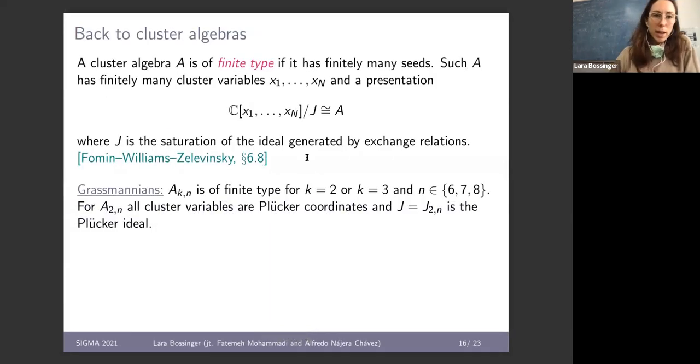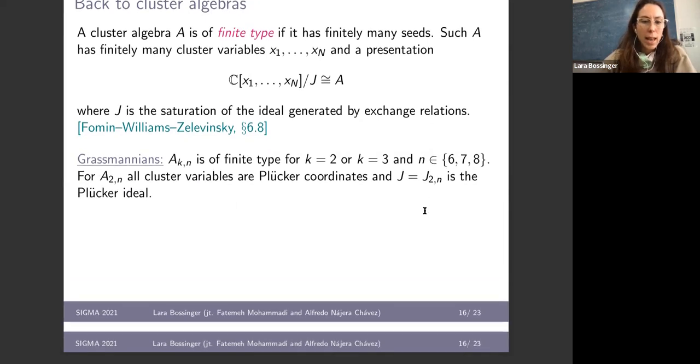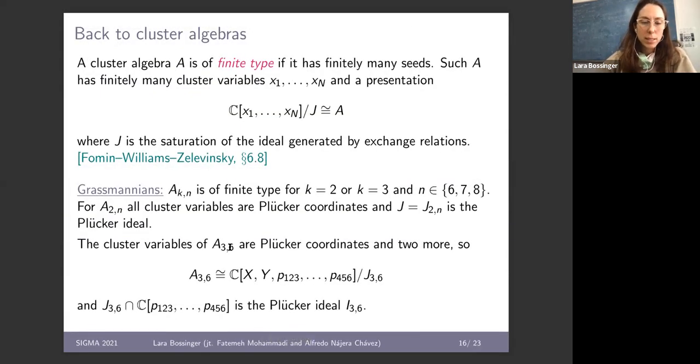So for the Grassmannians, I will now restrict my attention to the Grassmannian 2n and 3,6, also for the result, although it has been generalized already. For the Grassmannian 2n, this ideal J is exactly the Plücker ideal. And for the Grassmannian 3,6, all my Plücker coordinates are cluster variables, but there are two more elements that are cluster variables that are degree 2 binomials in Plückers.